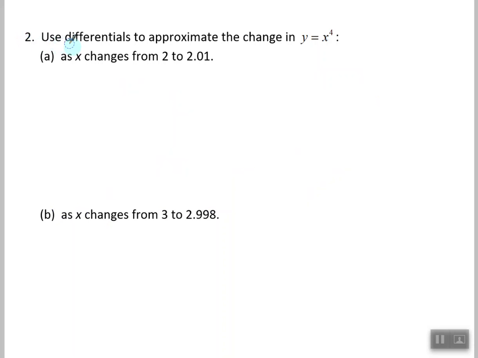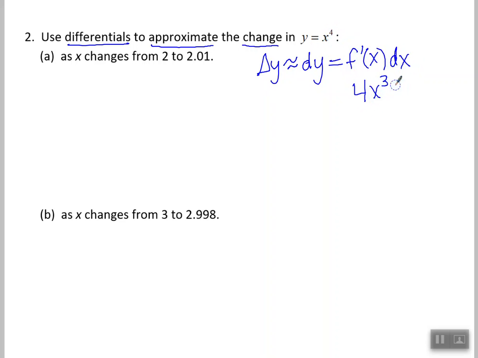Two, use differentials to approximate the change in y equals x to the fourth. So first of all, we remember that the change in y can be approximated by the differential of y, which equals f prime of x times dx. Our derivative of x to the fourth is 4x cubed, so dy is equal to 4x cubed times dx.